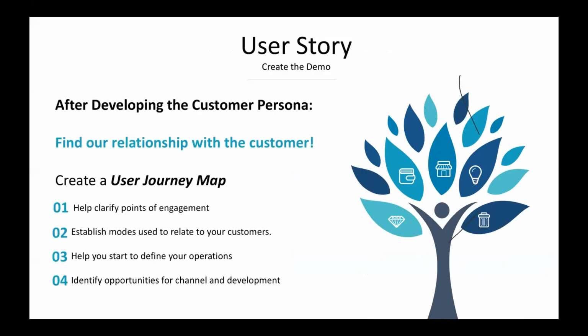So going from there, once you're able to validate your customer persona, who is this person that's having this issue or this need, you really want to find your relationship with the customer. So what you want to construct from here is a user journey map. With a user journey map, what this does is it helps you clarify the points of engagement. It helps you establish modes used to relate to your customers, define the operations. So what are the functionalities that you're using? What are the different types of functionalities that you might be providing?